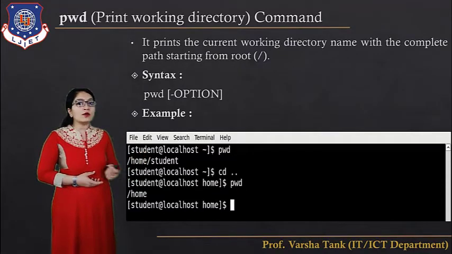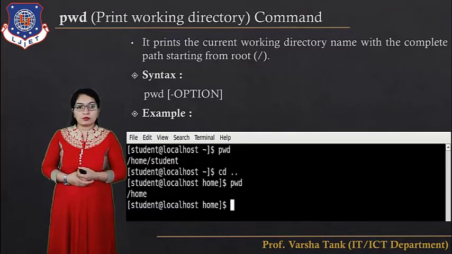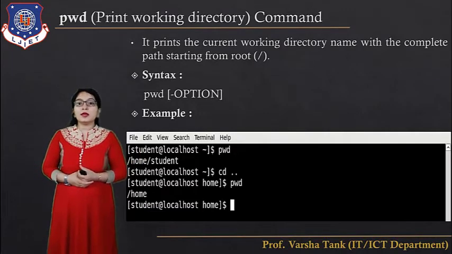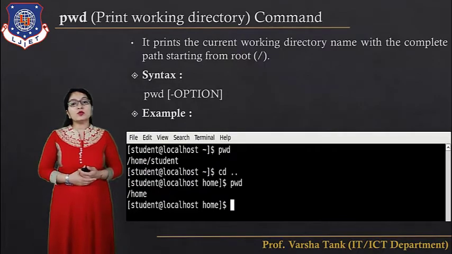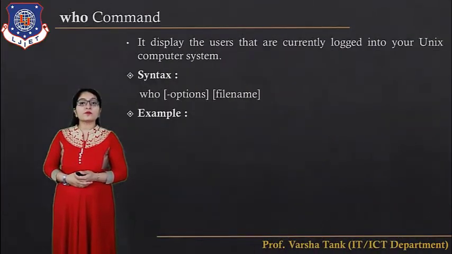And now suppose you have written cd .., that means it will move towards the previous, that means the parent directory. And whenever you print the PWD, it will just display the home. Okay, so this way you can use the PWD command to print the current working directory.